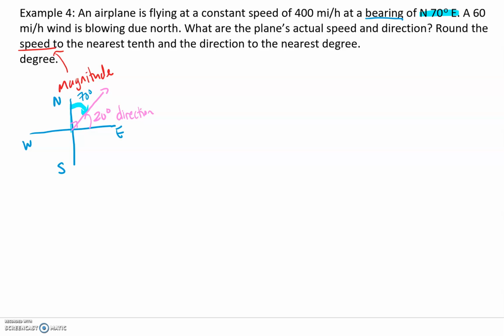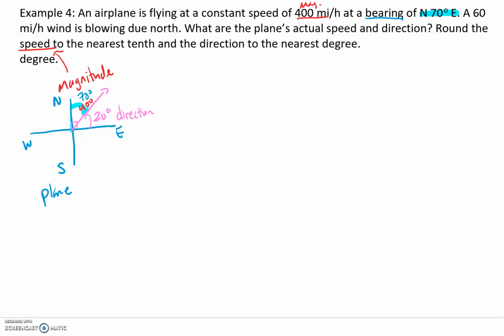And then we know the speed is 400 miles per hour. So again, this is your magnitude. That just tells us the length of the vector. When we talk about what's measurable about the vector, that's 400. So this is my diagram representing the plane.